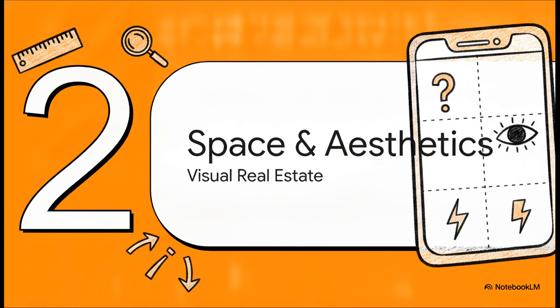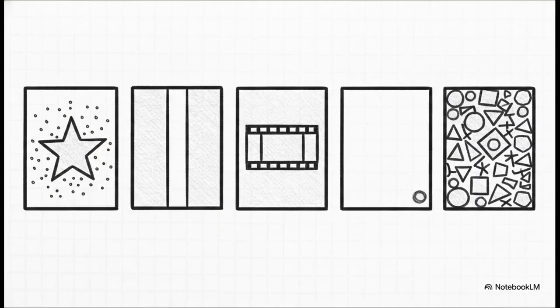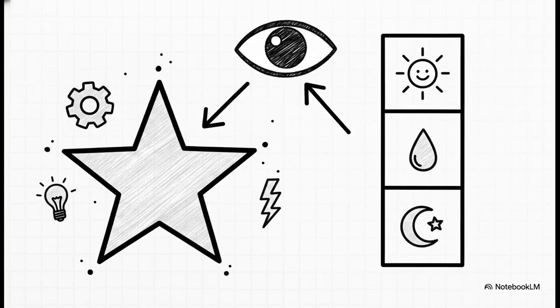Moving right along to our second section, space and aesthetics, where we look at manipulating visual real estate. There are 5 formats that play with space masterfully: the surrounded hero, the 3-panel collage, cinematic text, the ultra-minimal approach, and its polar opposite, the maximal approach. The absolutely crucial point for these first 2 formats is how they guide the viewer's eye.